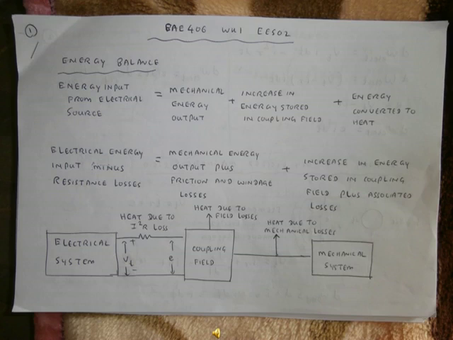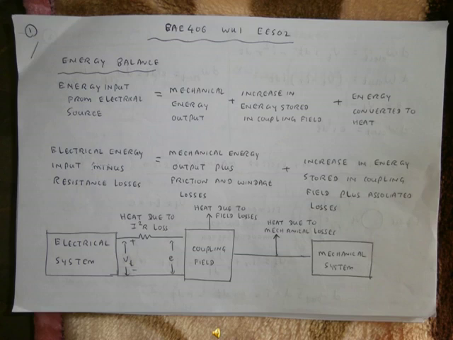Based on this energy balance equation, we can draw the block diagram of the energy balance. In the diagram, on the left side is the electrical system, which is connected to the machine. There will be the terminal voltage VT, and the electrical current flows into the resistor. Then we have the I squared R loss, and minus the resistance loss, that will be the voltage across the E.